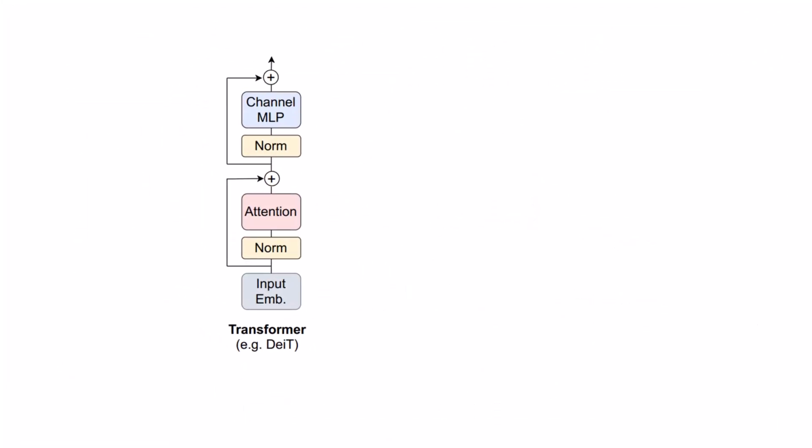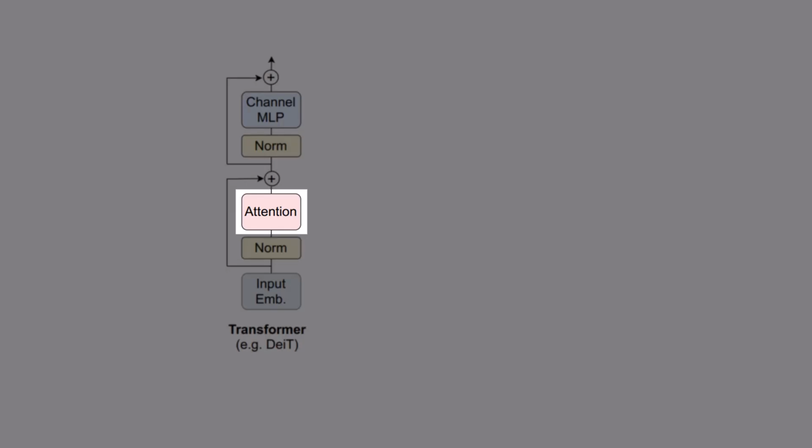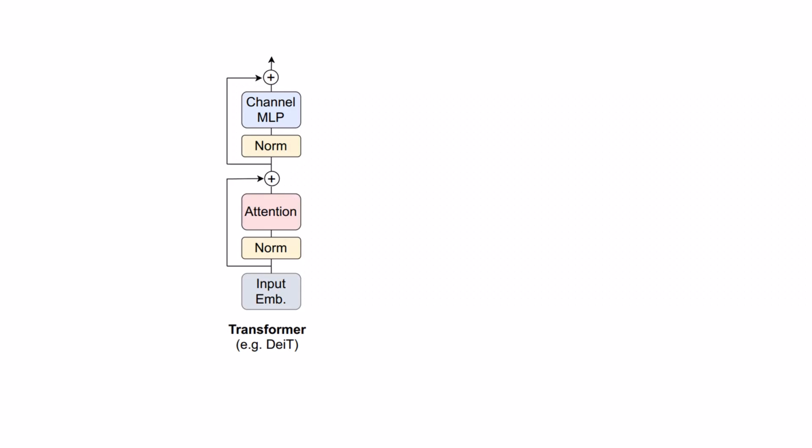When we look at the transformer module architecture, we can see that it is made of two main modules, which are attention and channel MLP. Attention is responsible for mixing the information among tokens, and channel MLP performs some operations on each token separately and mixes the information among channels instead.